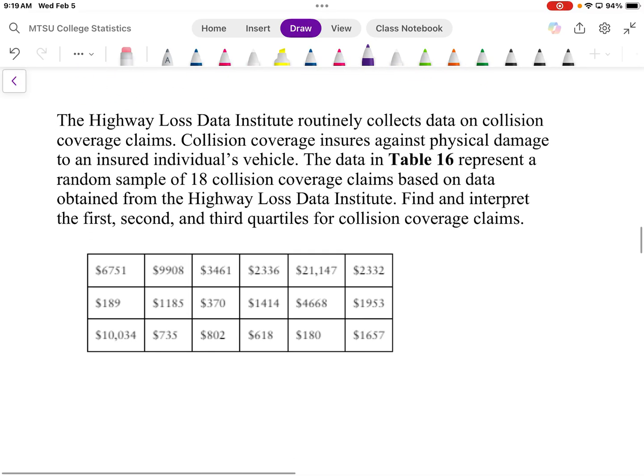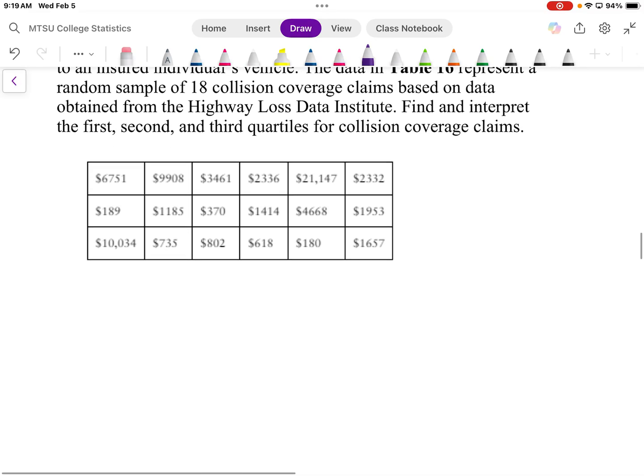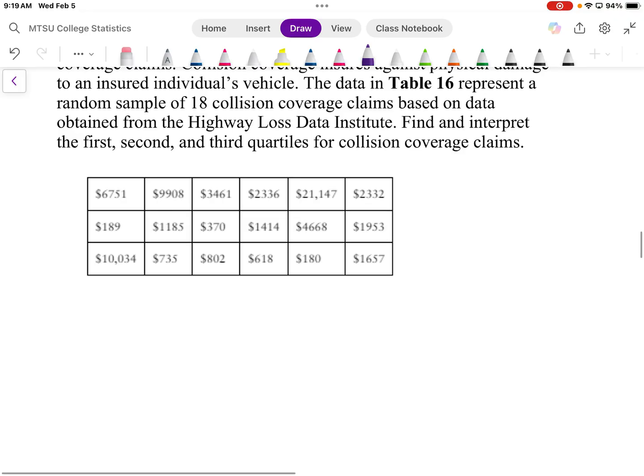So in this one here, we're going to type this data in, and we're going to figure out what the quartiles are. So what's Q1, what's Q2, what's Q3. Remember, Q2 is also phrased as the median. We usually don't refer to it that much as Q2, but it is.